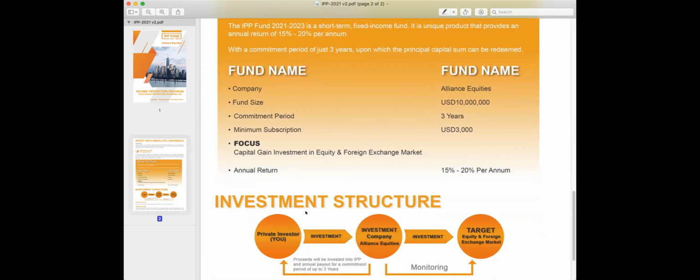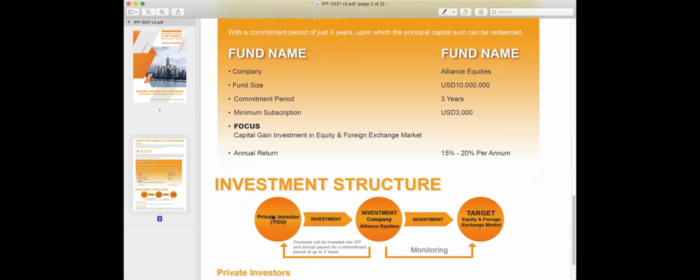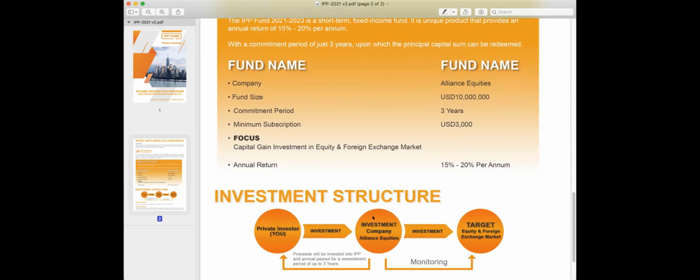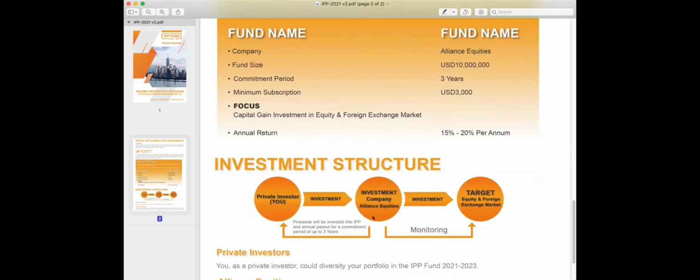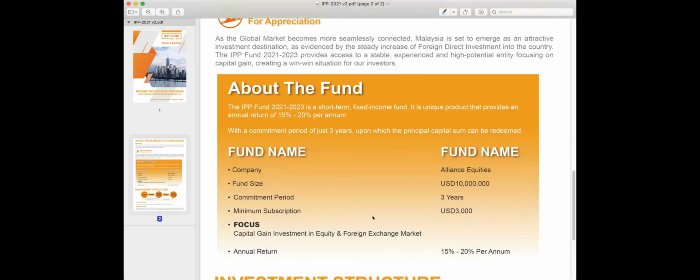This is how it works. You as a private investor, this is for private hedge fund management. This is with the investment company called Alliance Capital, Alliance Equity. We are going to invest with more focus on the forex exchange market. This is a 3 year program, and there are terms and conditions you will need to follow.